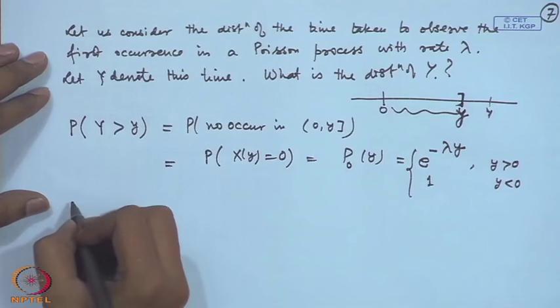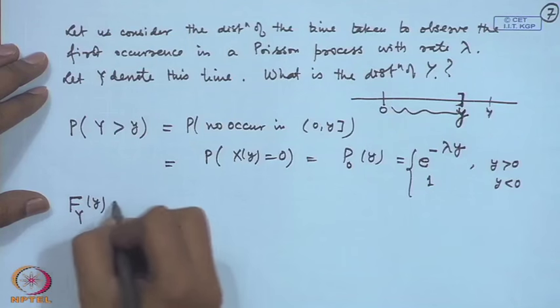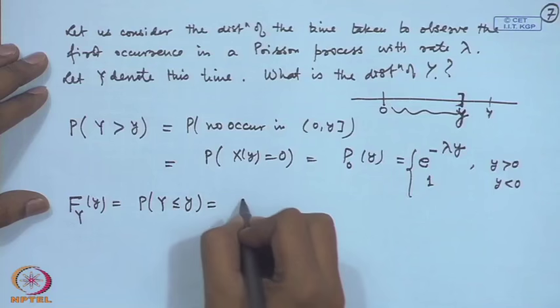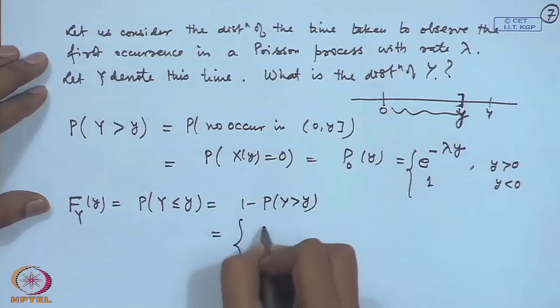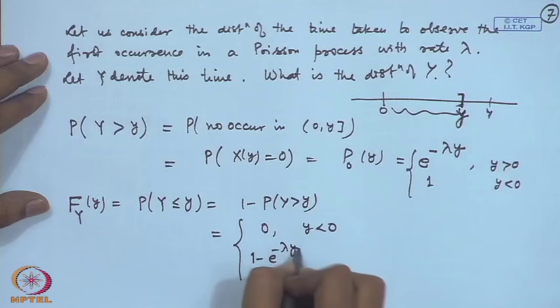So, if I consider the cumulative distribution function of y, that is probability of y less than or equal to small y, that is equal to 1 minus probability y greater than y, then that is equal to 0 for y less than 0, and it is 1 minus e to the power minus lambda y for y greater than 0.